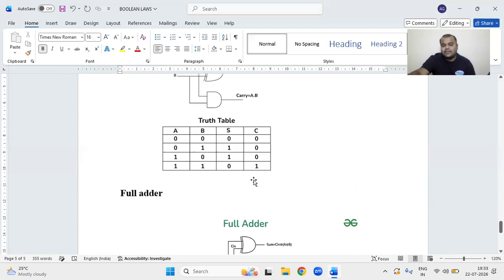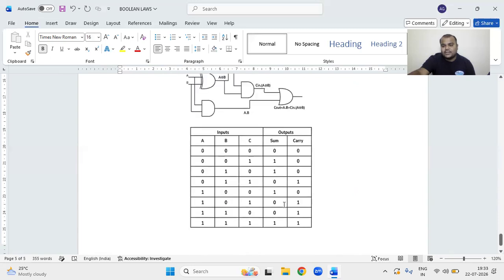Now in the full adder, we have the 3 inputs. There are 3 inputs and you have to write the 3 input truth table.